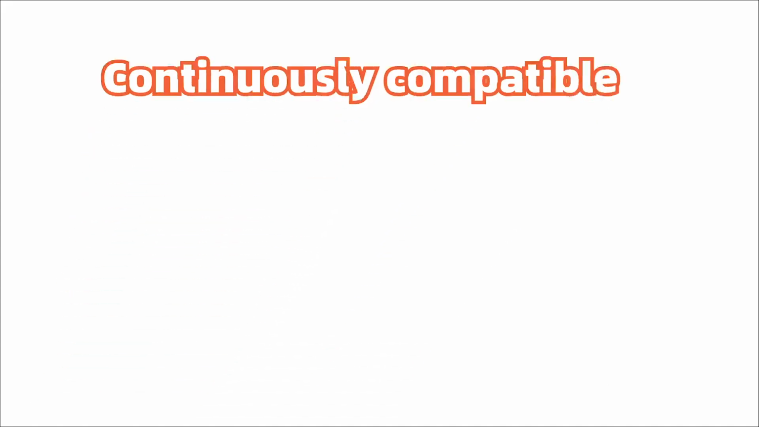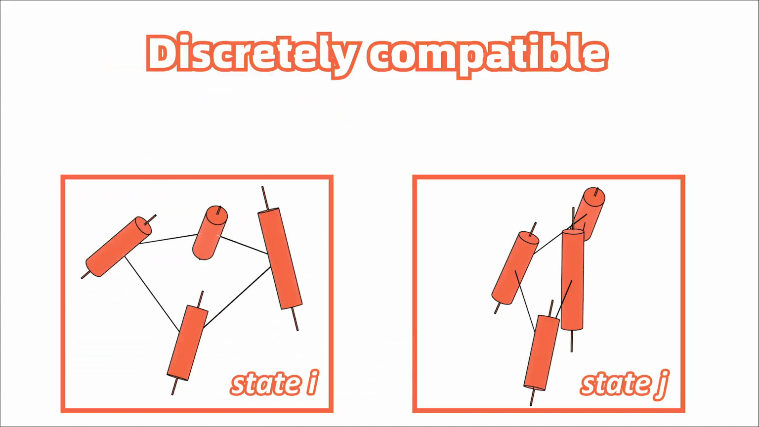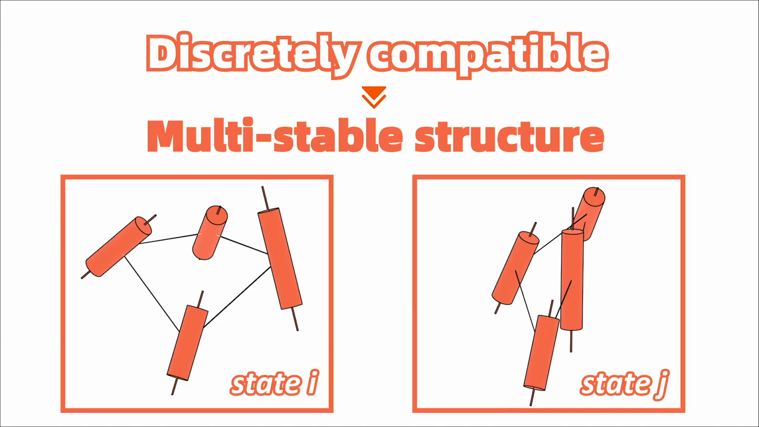What if the compatibility is merely imposed on certain discrete configurations? It then turns into a multistable structure, being stable at these states. And there would be a more flexible design space because of the relaxed requirement of compatibility. So how to implement it?